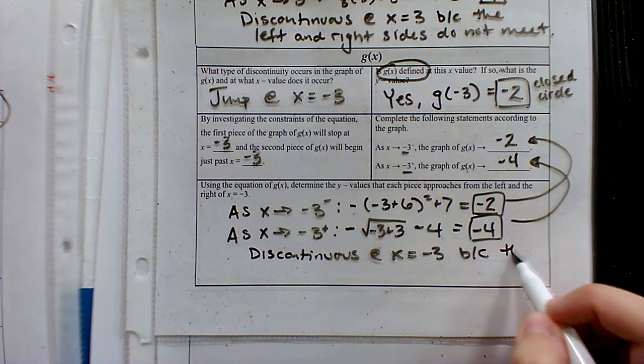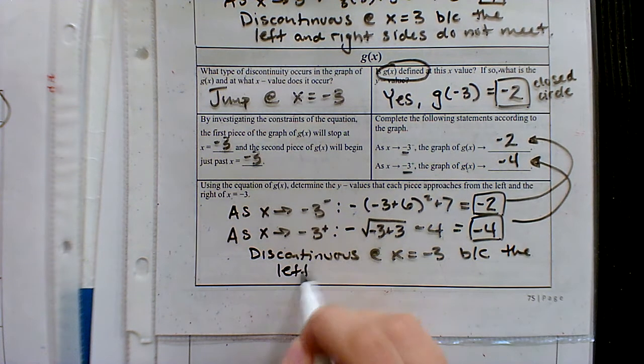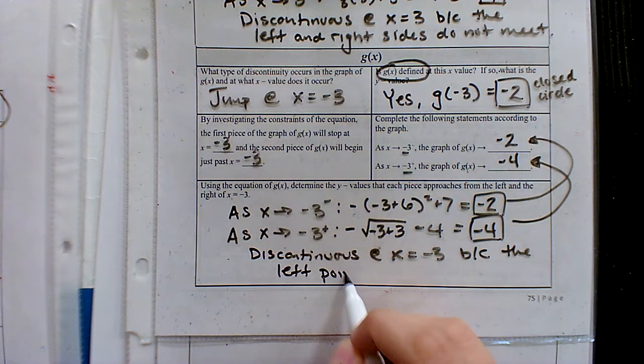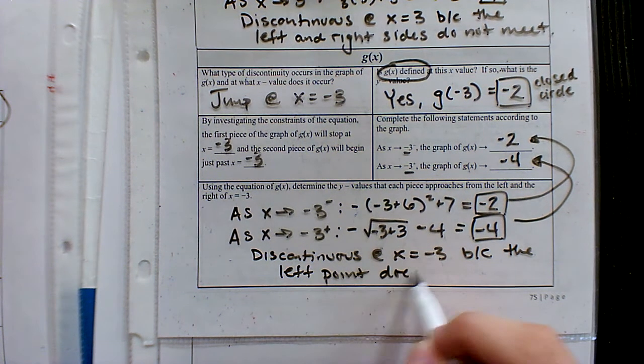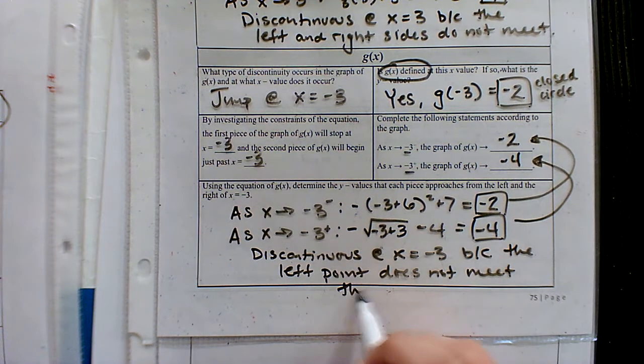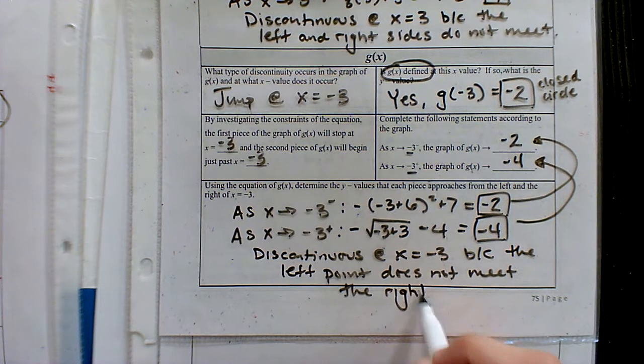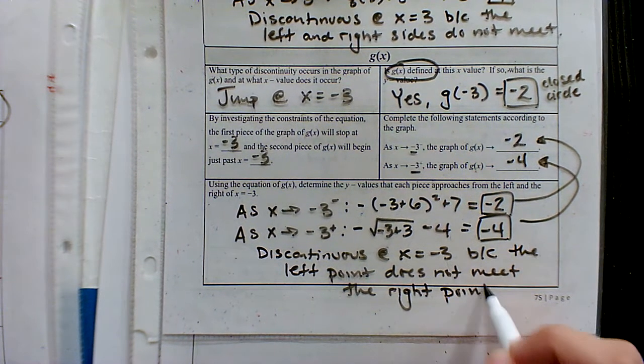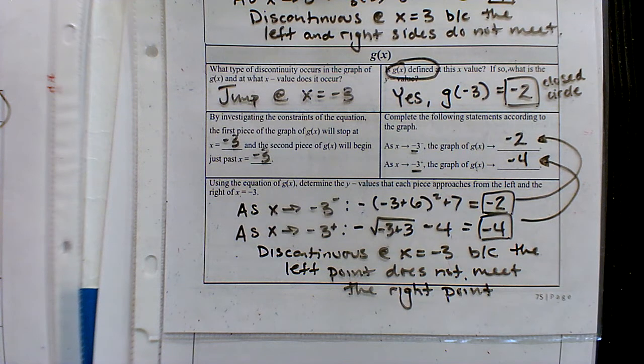Okay, so the left point or side does not meet the right point or side. Again, that's what's causing the jump. If one side has a different height than the other side, they're not meeting up. Okay, we have that jump going on. We doing okay?